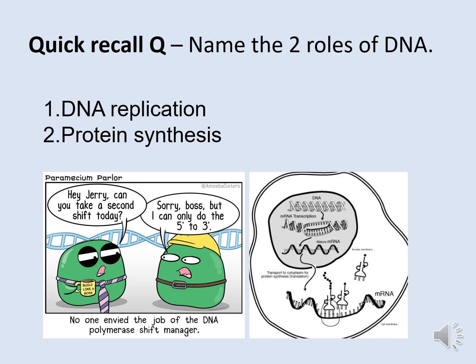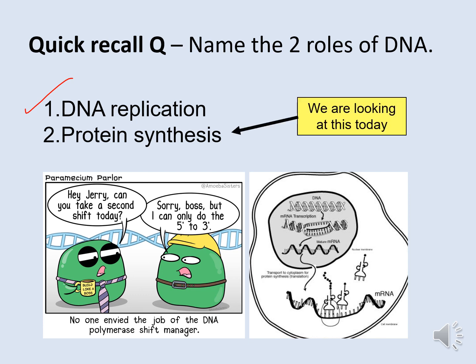There are two main roles of DNA, and the first one is DNA replication. Now, DNA replication, you hopefully remember from last week, is really important to make sure during cell division that you are replicating the DNA for the daughter cells that are produced. And the second role of DNA, this is actually what we're going to be looking at today, is protein synthesis. You might want to take a second just to look at this cartoon down here.